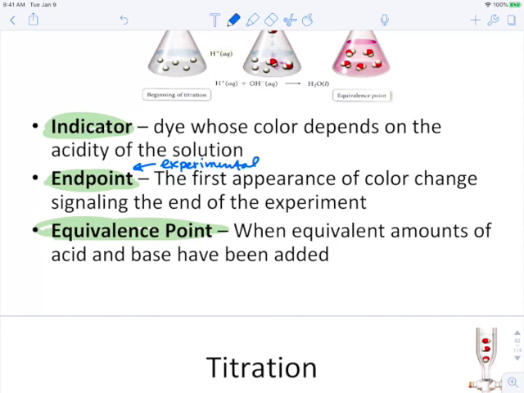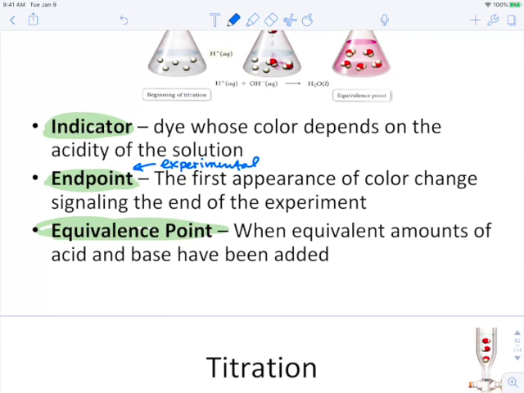So it is experimental. It is the first appearance of color change. It is that you are adding this base drop by drop by drop, and your partner suddenly screams out, "Stop, I see pink." It is where you see that pink. Now, everybody's eyes are a little different, and because of that, everybody's going to get a slightly different endpoint. So the endpoint is experimental.